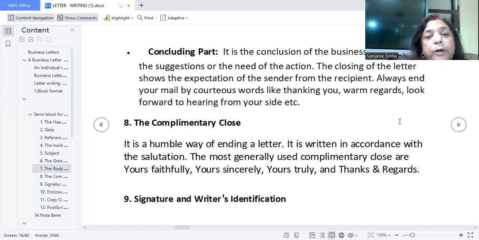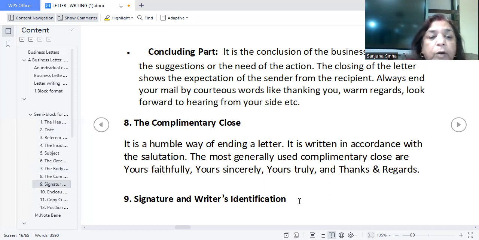Similarly, it will go according to the salutation. So simply the best words to use are yours sincerely, yours truly, and thanks and regards. These words will go with all the letters that you're writing. And then the ninth is the signature line. Yours sincerely, and then you'll sign off.